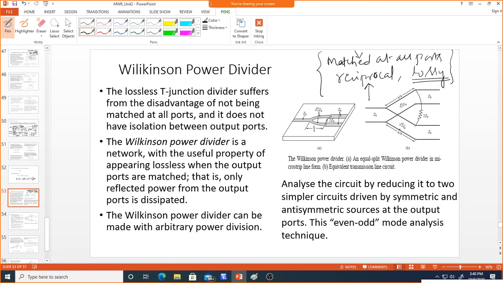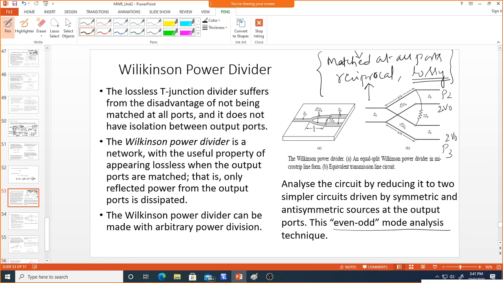In order to analyze this Wilkinson power divider, we will go for a specialized technique called even and odd mode analysis. Now, what is meant by even mode and odd mode analysis? If you take P2 and P3 and excite them with equal voltage, that is 2V0, here also 2V0, with the same magnitude and same phase, then it is called even mode analysis.